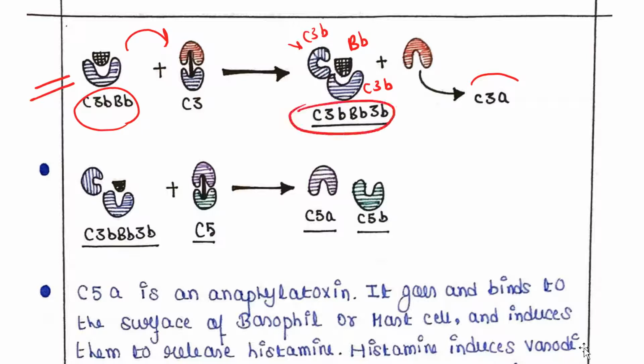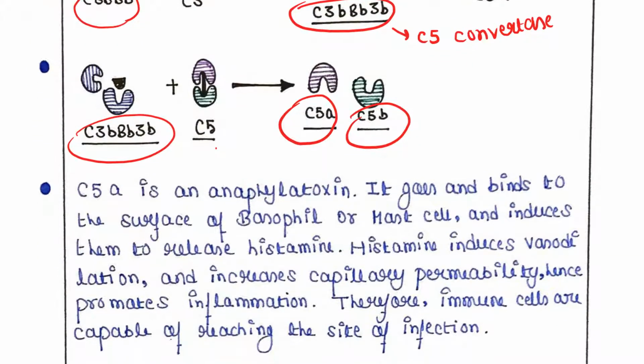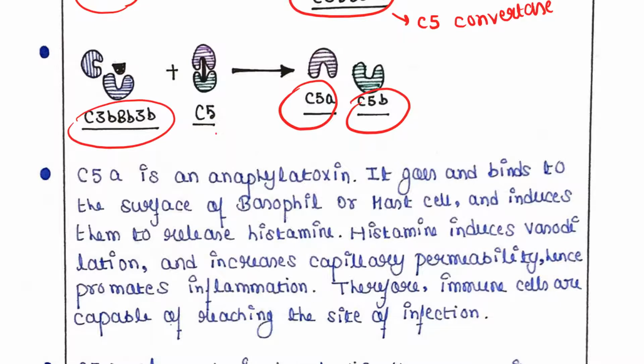So the whole complex is the C3b-BB-3b complex, and this complex is a C5 convertase. That means it acts on C5. It activates C5. So C5 is now cleaved by this complex into two fragments. One is C5a and another is C5b. What will they do? C5a is an anaphylatoxin.